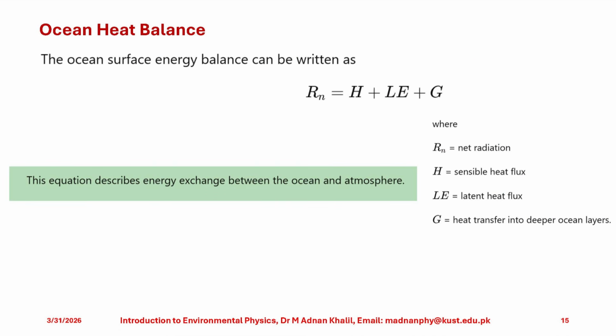Here we have shown the ocean heat balance equation, which describes how energy is distributed at the ocean surface. This equation, Rn equals H plus LE plus G, means that the net radiation received by the ocean is divided into the sensible heat flux, the latent heat flux, and the heat transfer into deeper layers. Sensible heat is the direct heating of air. Latent heat is the energy involved in evaporation, and capital G represents heat storage or conduction into the ocean interior. Now, this balance is very important because it connects ocean processes with atmospheric processes.